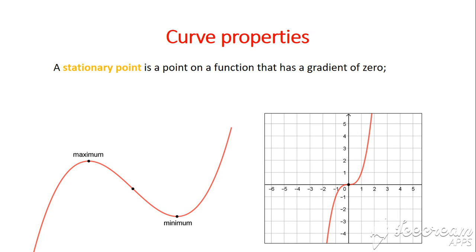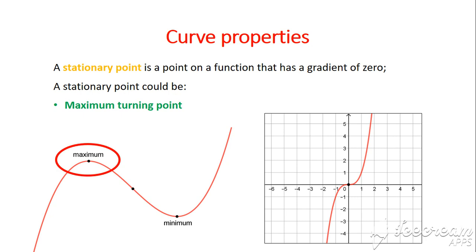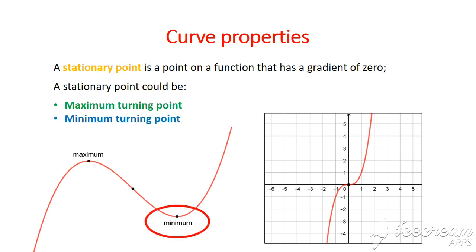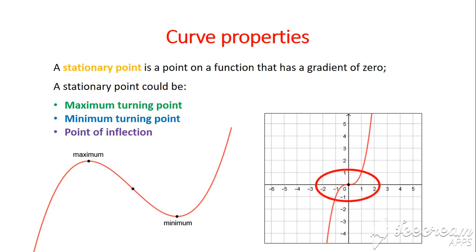Stationary point. A stationary point is a point on the function that has a 0 gradient. These could be maximum points, minimum points, or sometimes a point of inflection. Not all points of inflection have a 0 gradient. This one over here does not have a 0 gradient.